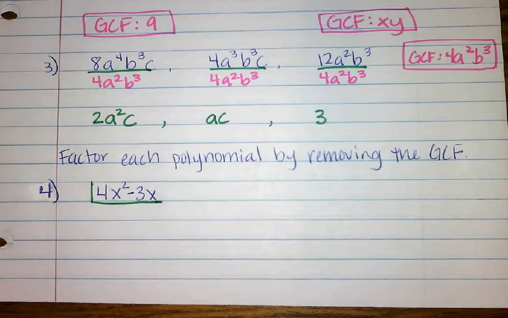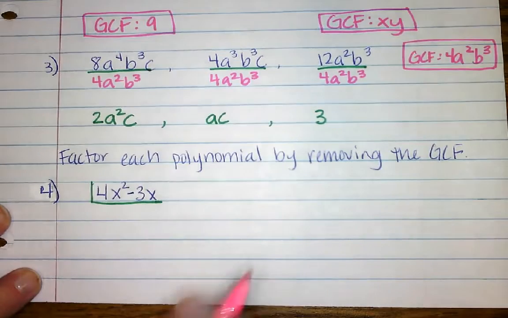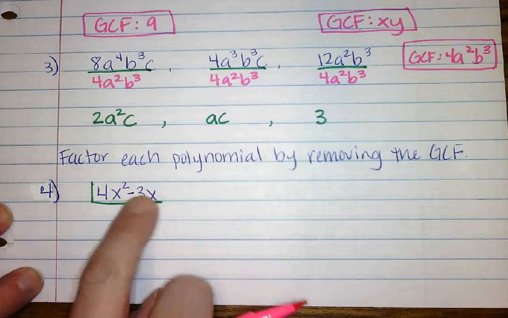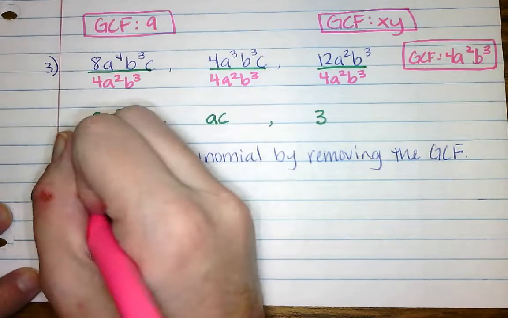What do they have in common? Is there any integer that we can take out between 4 and 3? No. Okay, what about variables here? Can we take out any common variables? Yeah, we can take out an x. Can we take out an x squared? No, because that one doesn't have an x squared, right? This just has an x. So we can take out an x.